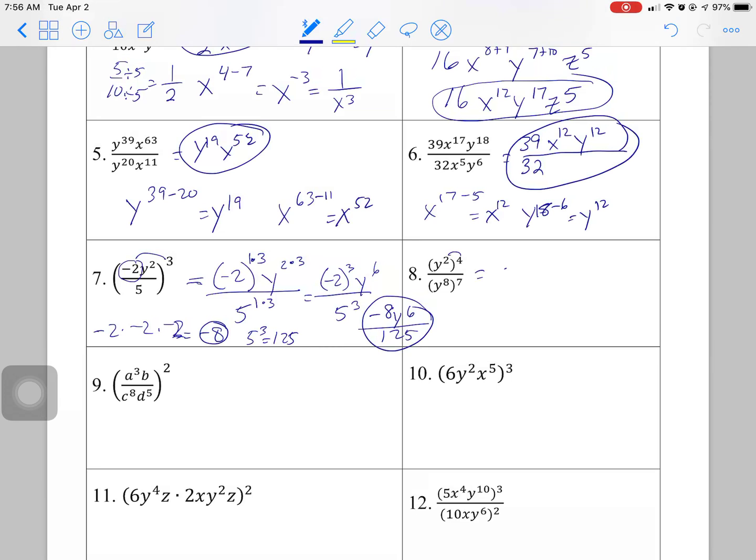All right, this gets distributed. This is y to the 2nd times 4, y to the 8th times 7. This is y to the 8th over y to the 56. This is y to the 8 minus 56. So that equals y to the negative 48. So that means there are 48 of them left over here.